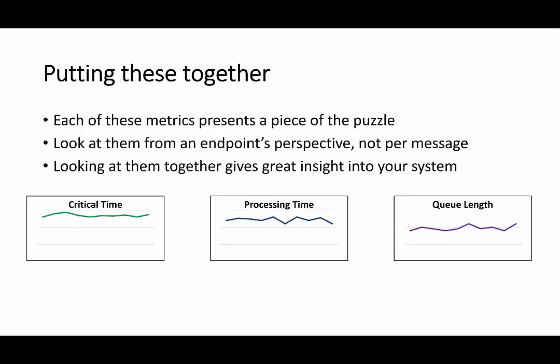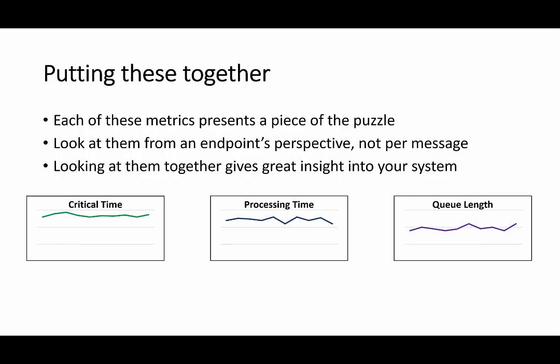Looking at another example, we've got high critical time and high processing time, but here the queue length doesn't look too bad. The queue length isn't decreasing though. It's not very high, but it's not decreasing. And this is quite a telling scenario because it shows that the endpoint is able to keep up with the number of incoming messages. It means that if we get 5 messages per second coming into the endpoint, we're processing roughly the same amount, 5 messages per second. So we're keeping up with capacity.